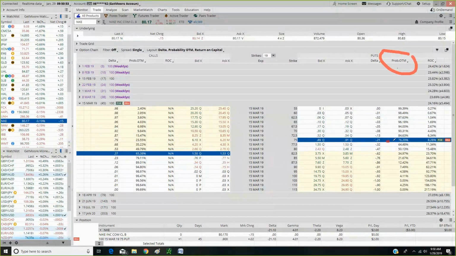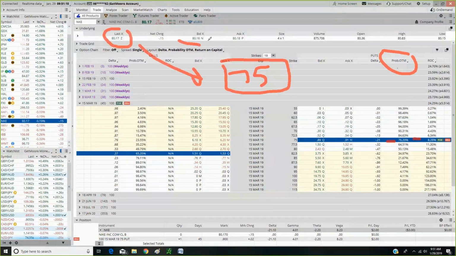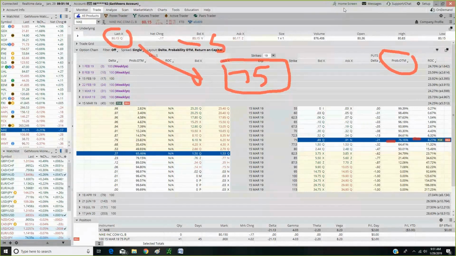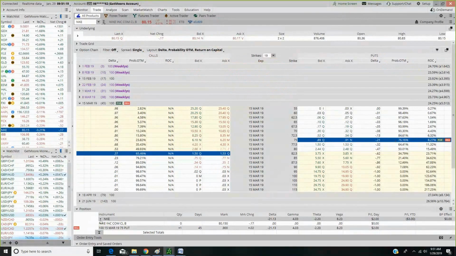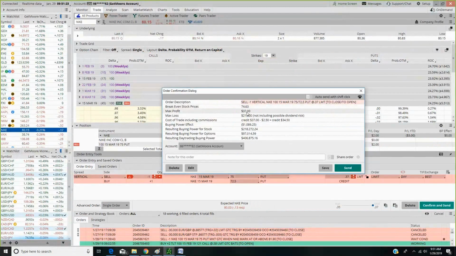So look at this. That's a 76% probability that this trade is going to finish above 75. All we have to do to get maximum gain is for Nike, in 45 days, to close above the strike of 75. So if it's at 80, it can still go down $5. Okay? That's good. But what's not good is I already know based on looking at this, we're not going to get our credit. Okay? $37 is our profit.